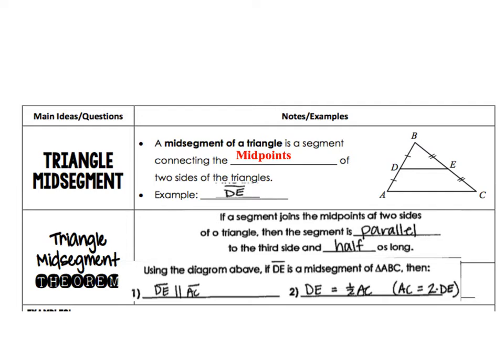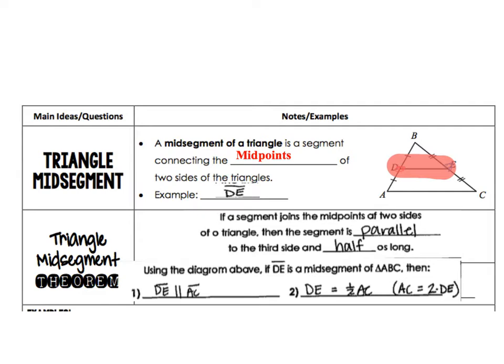So take a look at this. D is the middle of side AB. And E is the middle of side BC. Now, if we connect that, guess what we have? We have a mid-segment. So two sides of a triangle are connected by a mid-segment. In this case, the mid-segment is segment DE.